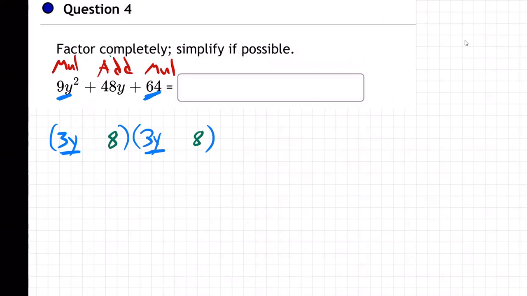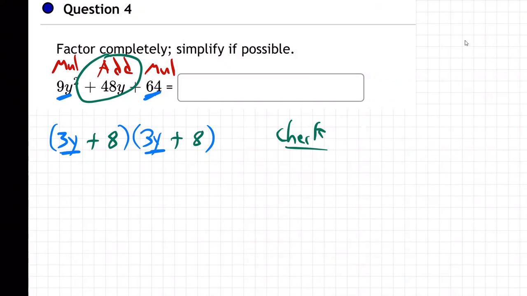Now, what about the middle? They have to add to be 48y. They already do. What am I talking about? Let me show you. If you make both of these plus, it's already right. I'll come over here and check it. I'll prove it's true over here. But really, we're done. That is the answer.